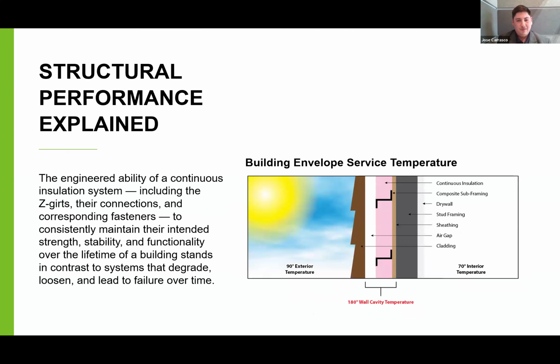Moving on to structural performance, we've got an image here. This is really trying to illustrate the various extreme conditions that we can sometimes see inside of a wall cavity. So when we're talking about structural performance in Z-girts, we want to make sure that under any circumstance, whether it's an extremely hot or an extremely cold temperature inside that wall cavity, all of the systems and materials are maintaining their integrity and their intended strength, stability, and functionality throughout these various cycles of weather and temperature.